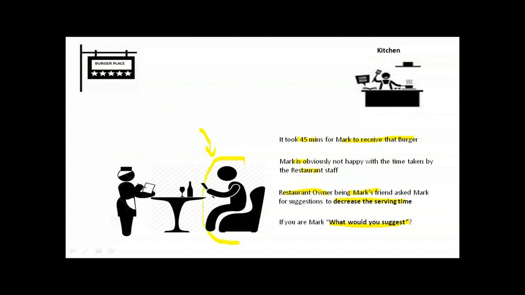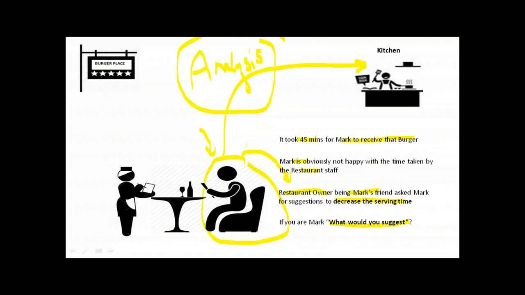The thing is, for Mark to suggest to the restaurant owner what the problem is, he needs to first know the problem. How can he know the problem? He needs to get into the kitchen, as most of you have said. Watch carefully what is happening in the kitchen during the peak hour. Once he has observed, watched and finally done something called analysis, then he can go and talk to the restaurant owner and say, this is the problem, this is how you have to fix it.